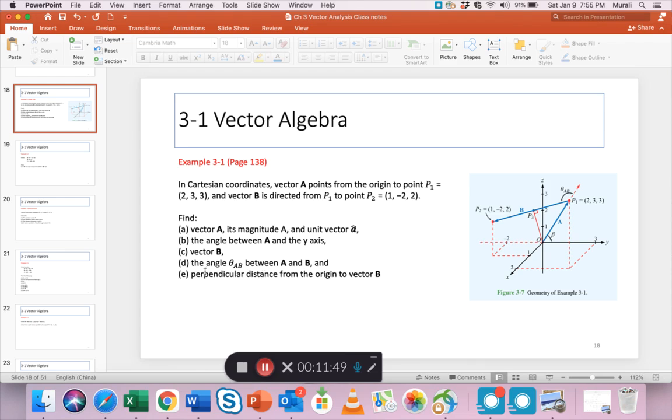So the only thing that may be a little difficult is this part E, which is to find the perpendicular distance from the origin to vector B. To do that, he creates a little triangle here to give us the angle between the origin and, sorry, this distance from this triangle is the magnitude of A times sine of this angle, right? Now that angle is 180 minus theta AB. So that's the only slightly tricky part, and we calculate theta AB here in part D.